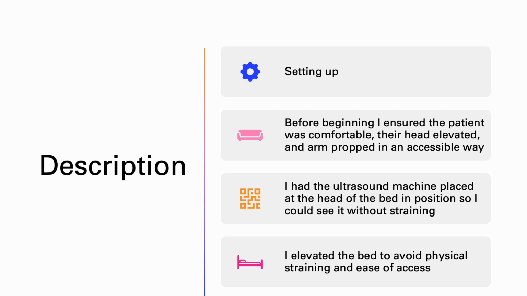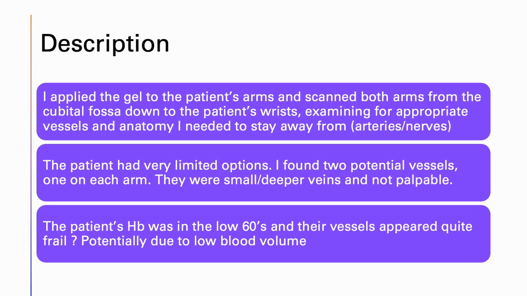I placed the ultrasound machine in front of the bed so I could see it in my line of sight so I wasn't straining. I elevated the bed so I wasn't bending down or leaning in a weird position, just to make sure I had ease of access and that I was comfortable. Then I applied the gel to the patient's arm and basically scanned them from top to bottom to find the appropriate vessels and the anatomy I needed to stay away from.